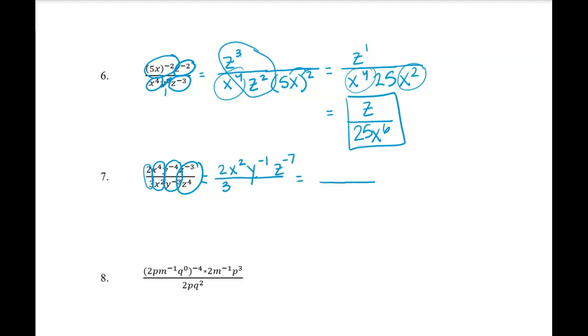The last thing to do is move the negatives, okay? So I'm going to have 2 and 3, x squared. I'm going to take the y to the negative 1st and put it on the bottom and make it y to the 1st. Z to the negative 7th, put it on the bottom and make it z to the 7th. You can leave it there, but no, you'll never see a 1 as an exponent because mathematicians are kind of lazy that way. If we don't have to write it, we don't. So we'll end up with 2x squared over 3y z to the 7th.